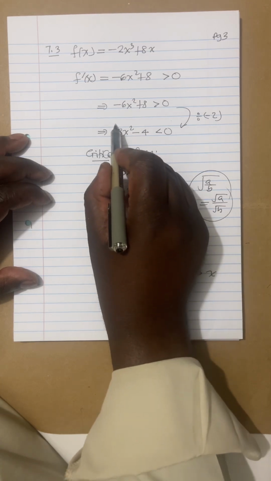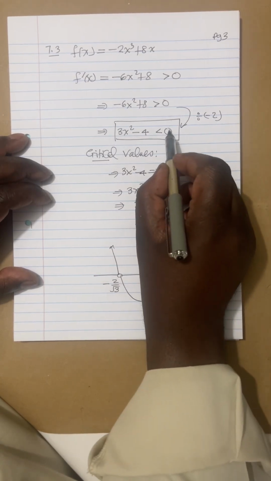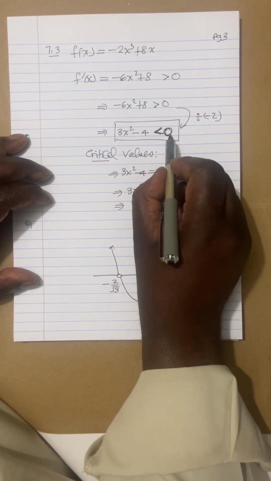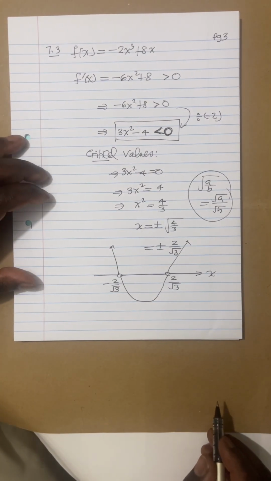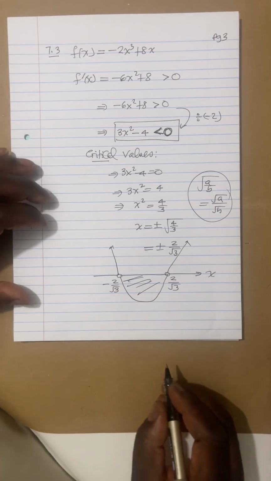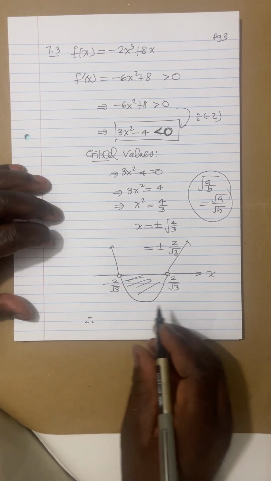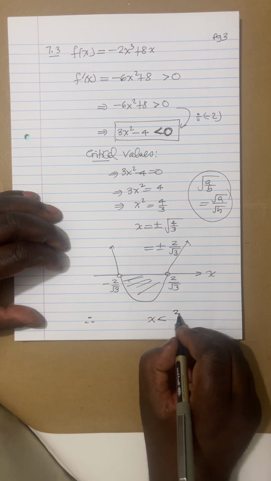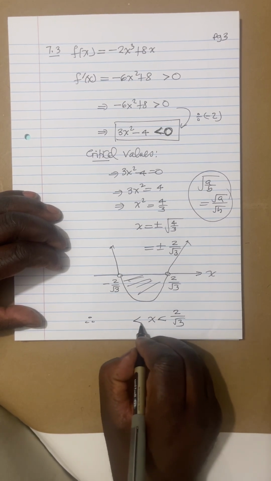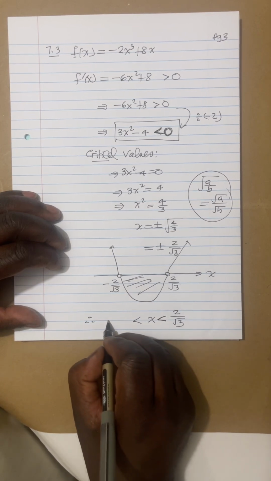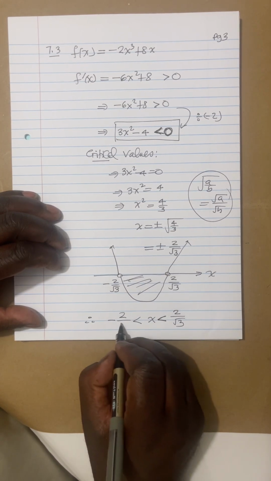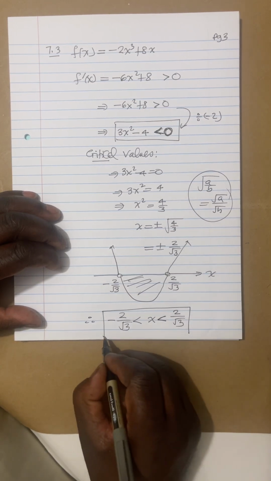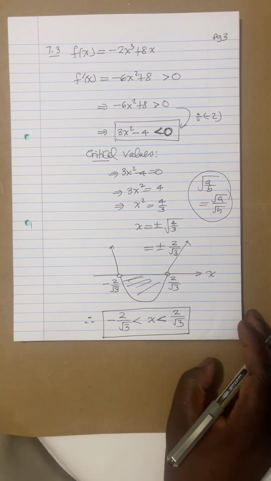And if you look at this final part here, it says we're interested in a case where the whole of that function is below x-axis. That's what it means by less than 0. So it's this part here that I'm interested in. So my answer is therefore x must be less than 2 over root 3, and at the same time it must be greater than minus 2 over root 3. This is the final solution that the examiner wanted for this one.